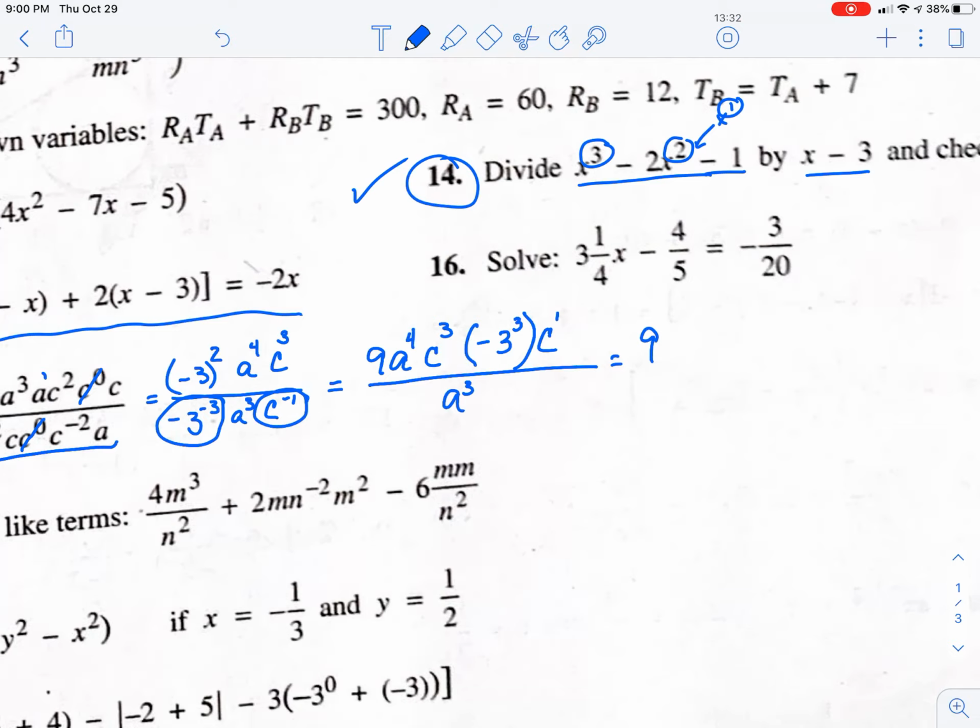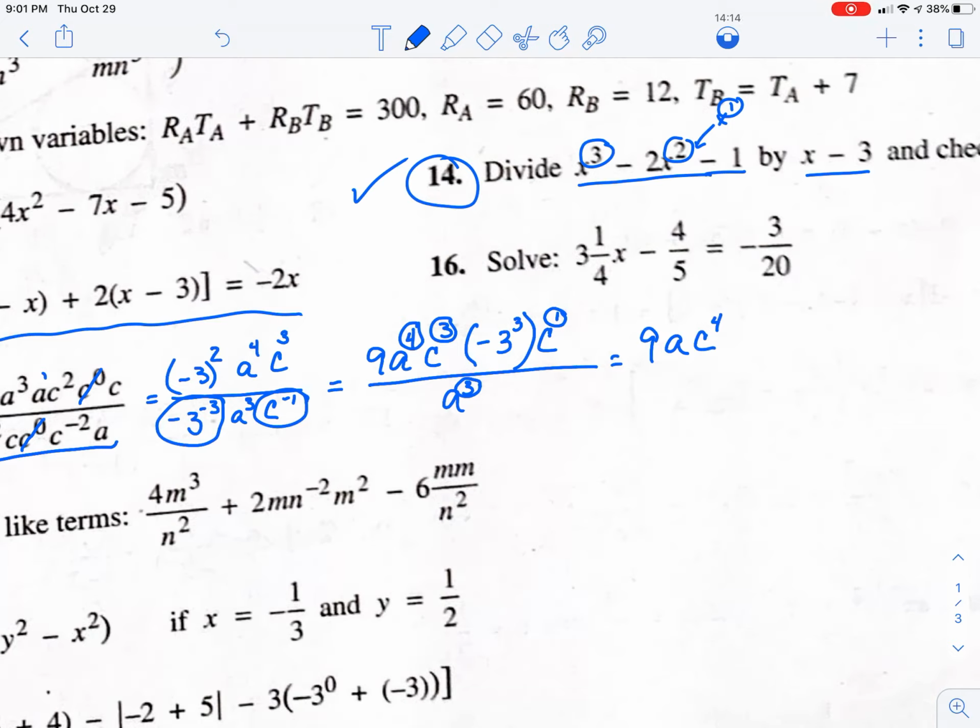This equals 9. Okay, so I have a to the fourth on the top and a to the third on the bottom, right here. So we can subtract those exponents. That would be a to the first or just a, right? And then I have c to the third and c to the first. So I can combine those by adding those exponents since they're being multiplied. So that would be c to the fourth power.